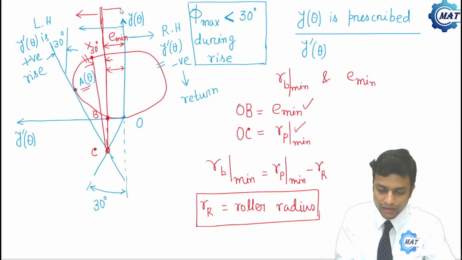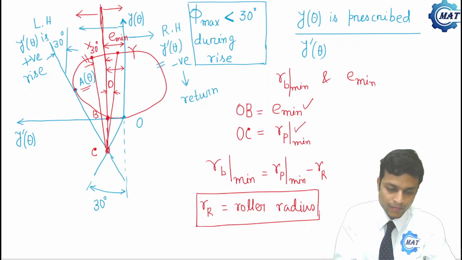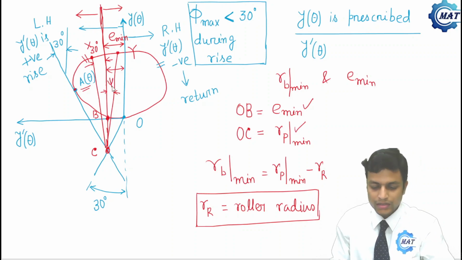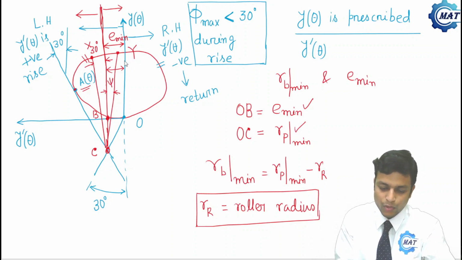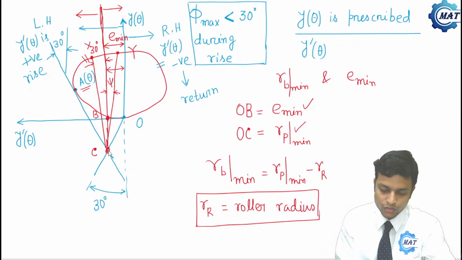Now if we consider the right hand part from this red line, there is any point, say this is the point y. If we join this point to C, that also makes less than 30 degrees to the vertical. Say this angle is psi, then psi must be less than 30 degrees. Any other point will make less than 30 degrees to the vertical if we join that point to C.